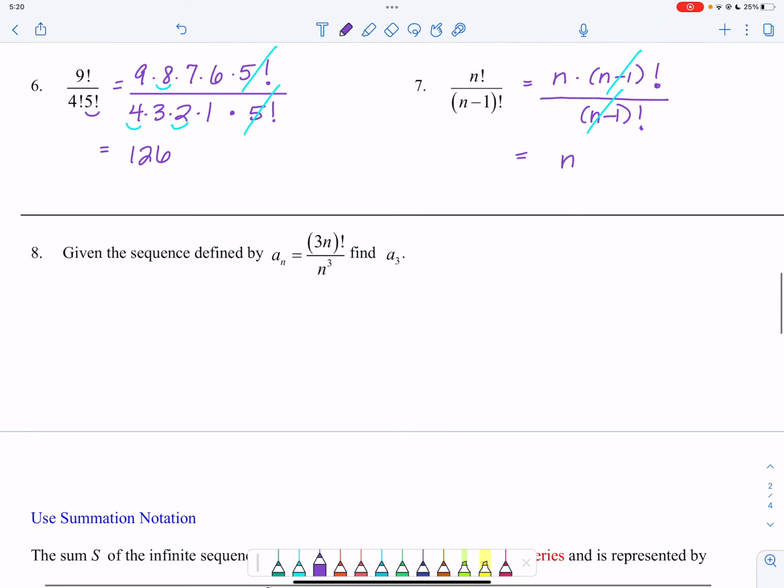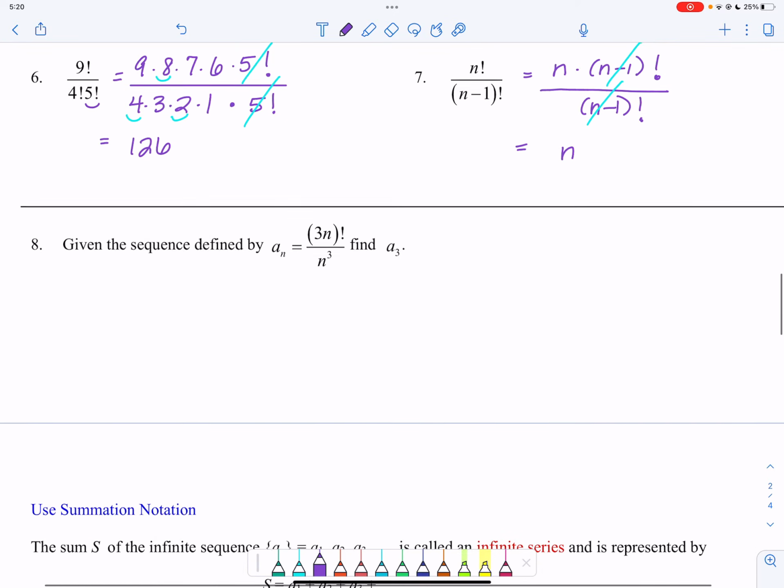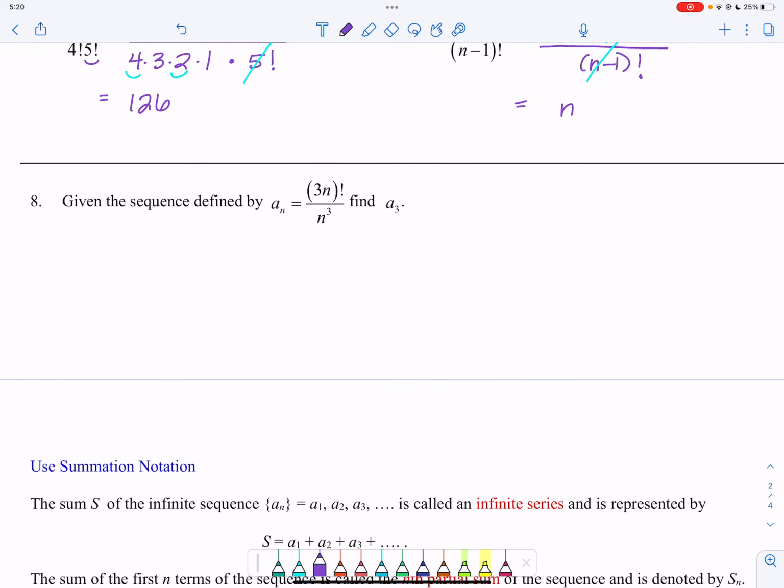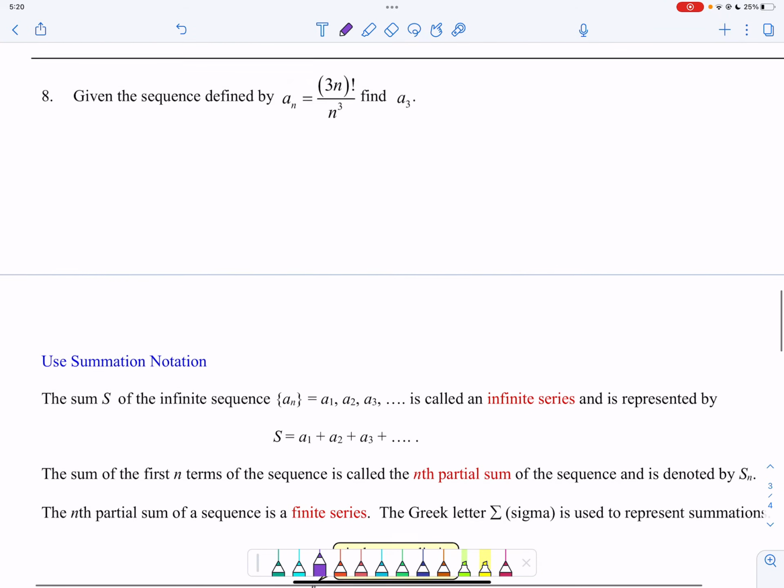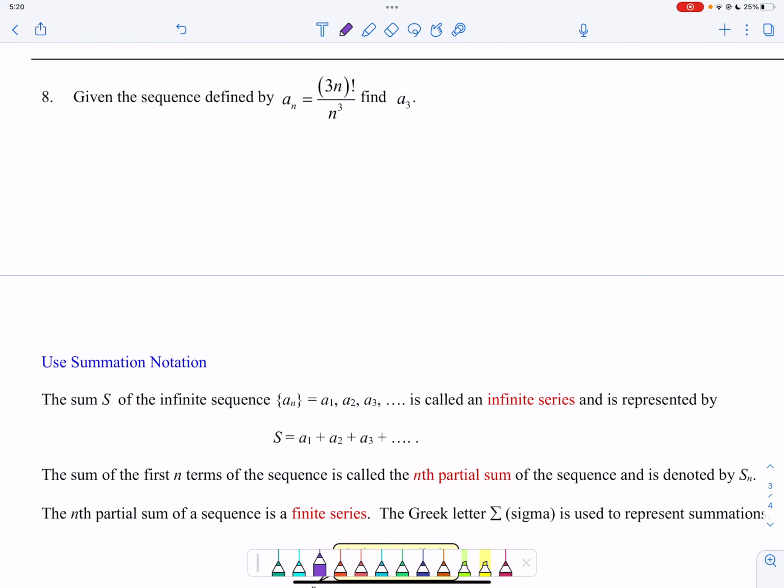Okay, let's take a look at a sequence defined with a factorial in it. Here in number 8, you can see that the sequence is defined by a sub n equals 3n factorial divided by n cubed. And they'd like us to find a sub 3. So you can see here that a sub 3 is, and here n is 3.